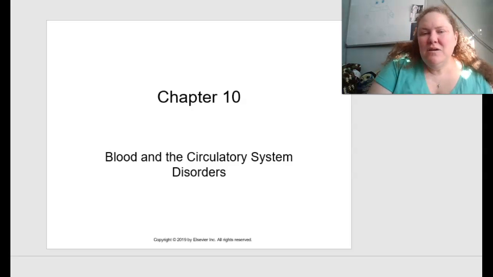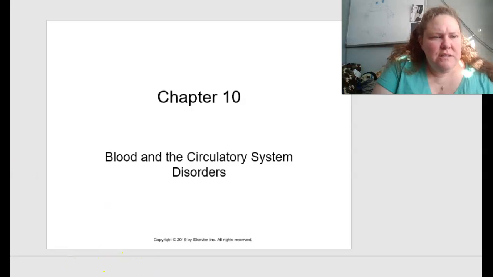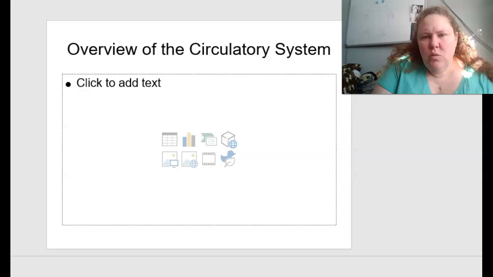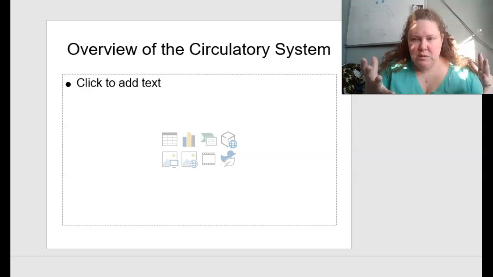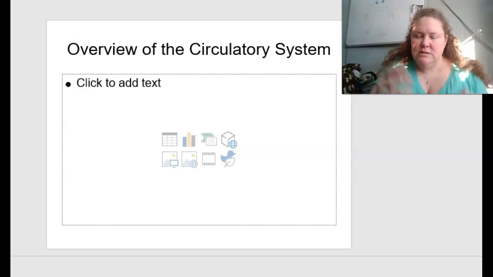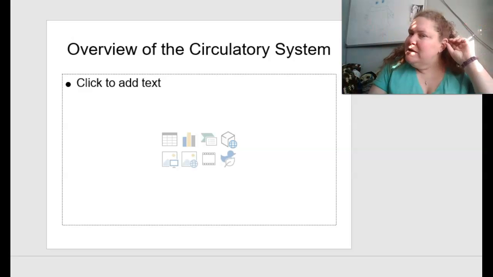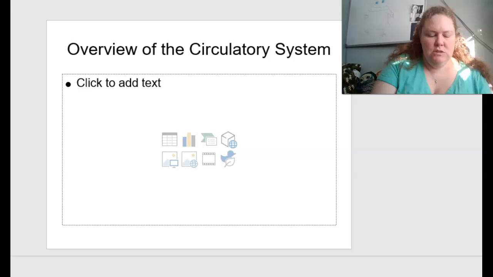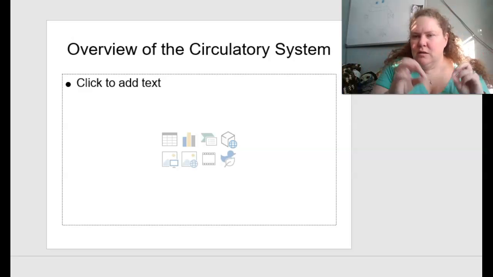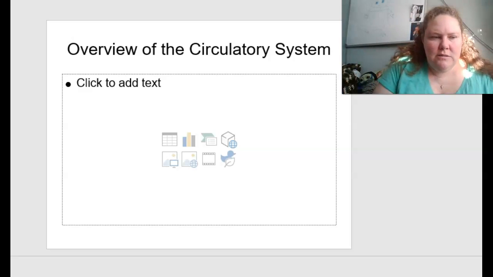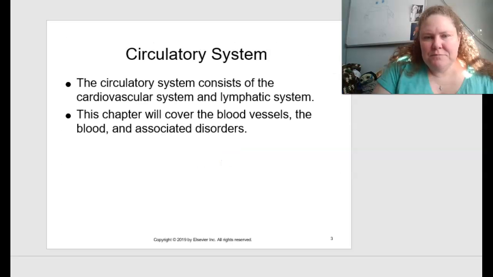Good morning. Today we're going to be talking about Chapter 10 and blood and circulatory system disorders. First we want to talk about what the circulatory system is and why it is important. Our heart is obviously the center of the circulatory system, because it pumps the blood so that it gets to all of the areas of our body, from our ears down to our tippy toes. We're going to be talking about that, the vasculature, and a lot of other really cool things.